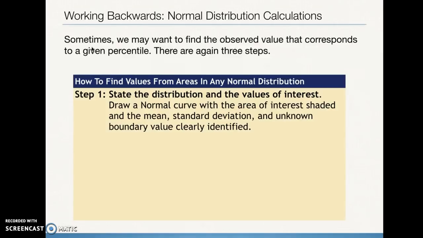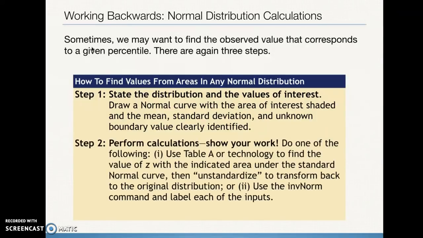When we work backwards, when we're given area under the curve and we're trying to find the mean or the standard deviation or the specific data point, we're going to need to work backwards, which means we're going to either use inverse norm, or we're going to start by looking in the middle or on the inside of Table A and work our way outward towards the z-score.